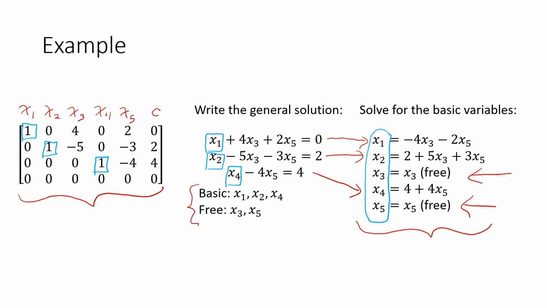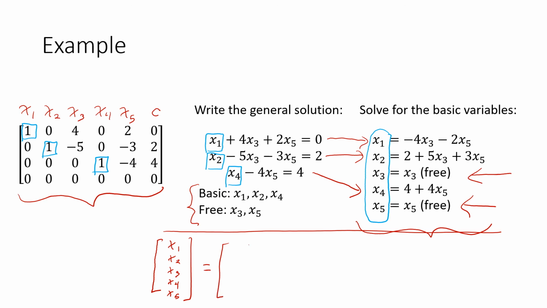Now I'm going to rewrite this again in terms of matrices. So I can take these equations that I just came up with, and I can write this in terms of matrices, x1, x2, x3, x4, and x5. That's equal to, what's it equal to? Well, it's equal to some constants plus something times x3 plus something times x5. And what are those things? Well, those are matrices as well that you can take from here.